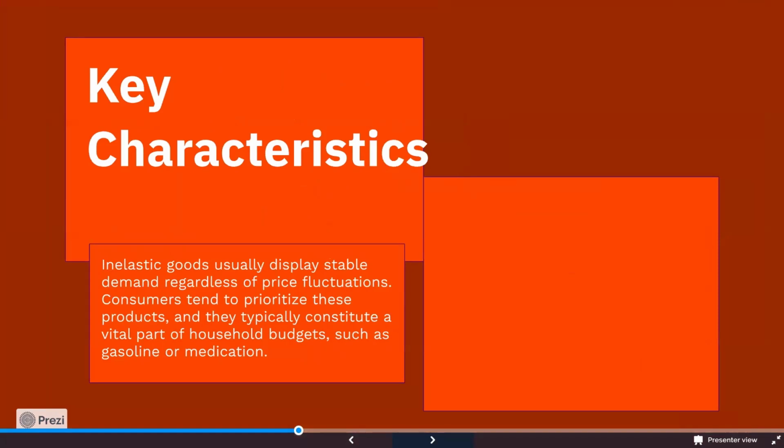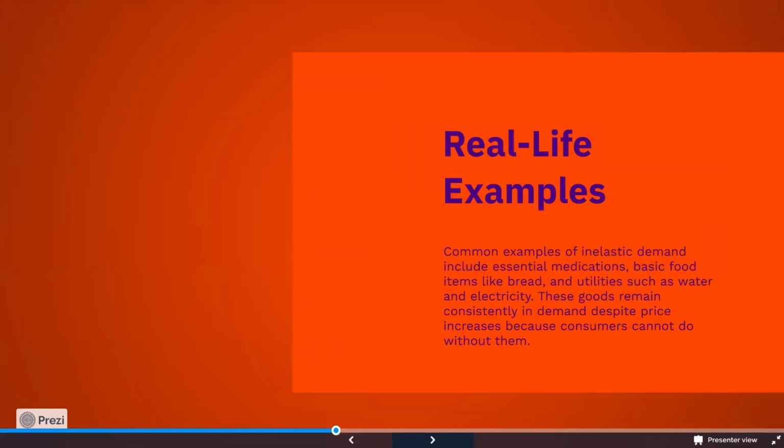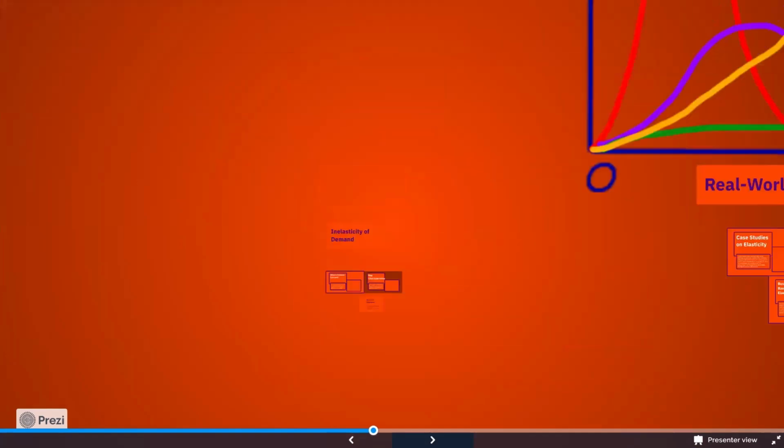Consumers tend to prioritize these products, and they typically constitute a vital part of household budgets, such as gasoline and medication. Real life examples: common examples of inelastic demand include essential medications, basic food items like bread, and utilities such as water and electricity. These goods remain consistently in demand despite price increases because consumers cannot do without them.